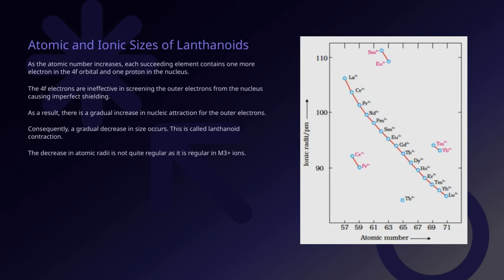Because of this poor shielding, the outer electrons feel a stronger pull from the nucleus as the atomic number goes up. As we move across the lanthanoid series, each new element has one additional electron in the 4f orbital and one more proton in the nucleus. This incremental addition intensifies the electrostatic attraction, which explains why atomic and ionic sizes gradually decrease across the series. Understanding this size reduction and the concept of lanthanoid contraction is important because it influences the chemical behavior and properties of these elements, connecting back to the broader theme of atomic structure and periodic trends.